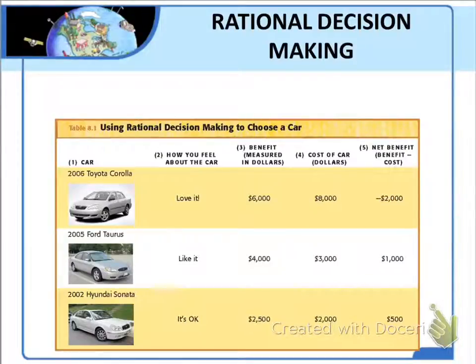Now consider the Hyundai. You'd be willing to pay $2,500 for it, but you can actually buy it for $2,000. So by choosing the Hyundai, you come out $500 ahead. A net benefit of $500 is better than nothing. However, the Ford's net benefit is greater at $1,000. A rational decision maker who values the cars as shown in the table will choose the Ford.